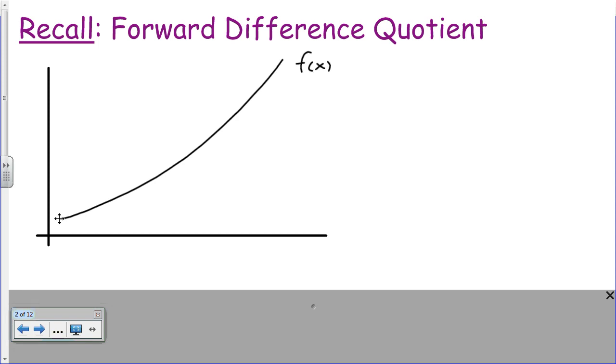And let's pick a point here. We'll call this x. That corresponds, remember, to the point x, f of x. And then we moved forward some distance. We called that h, to a point here that's called x plus h. And that corresponds to this point right here, which is the point x plus h, f of x plus h.